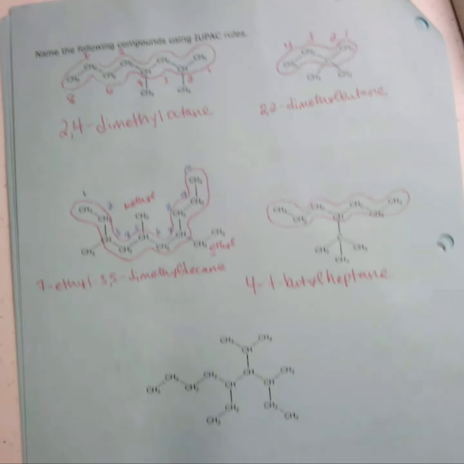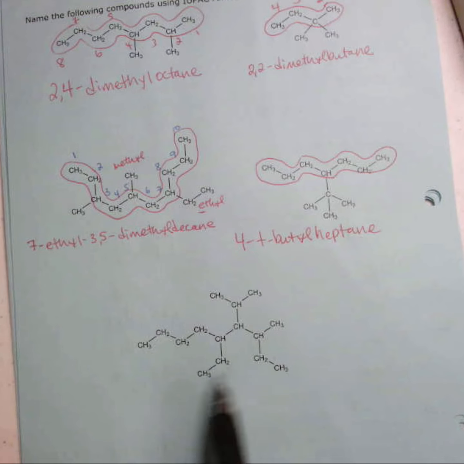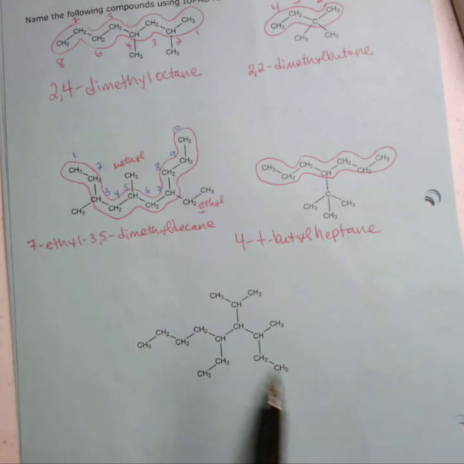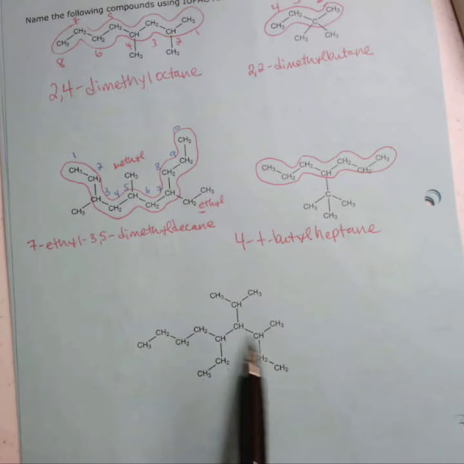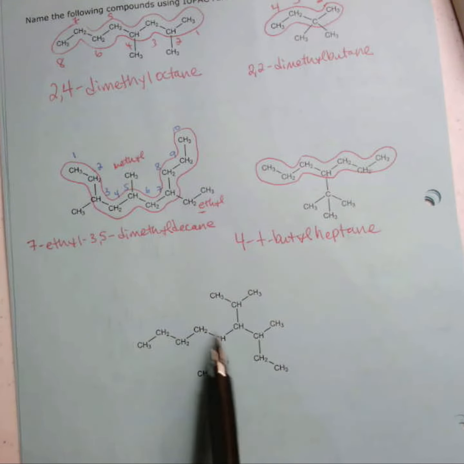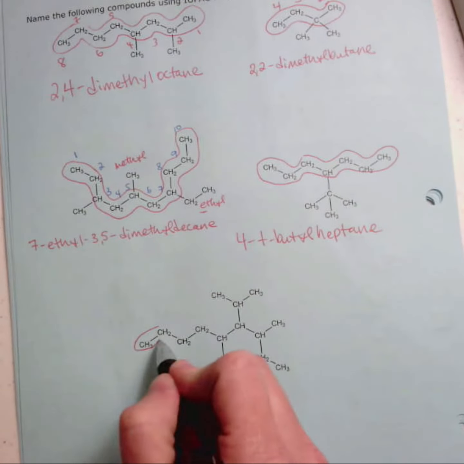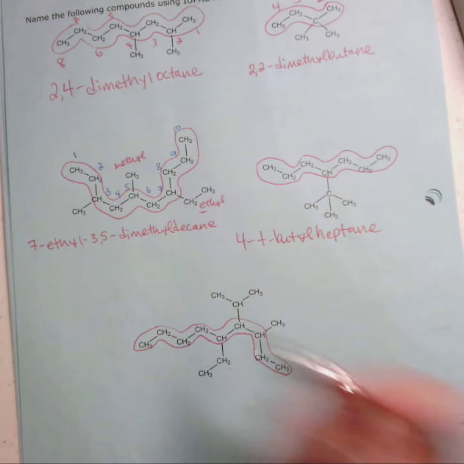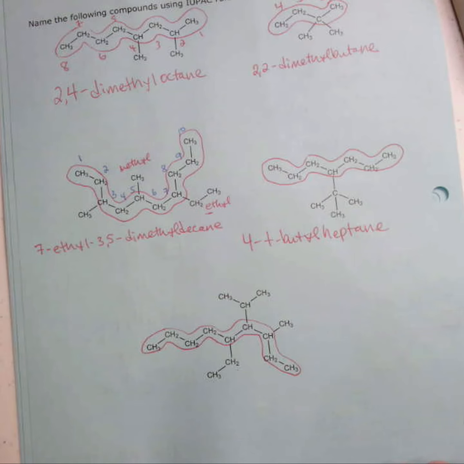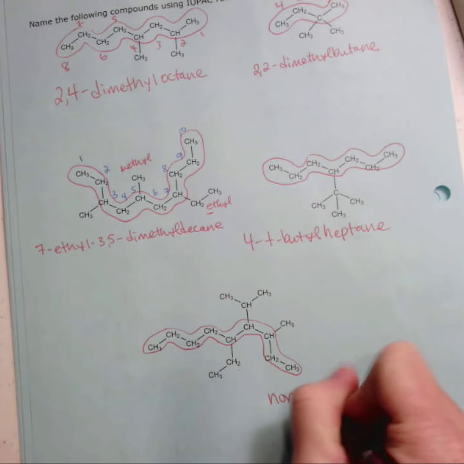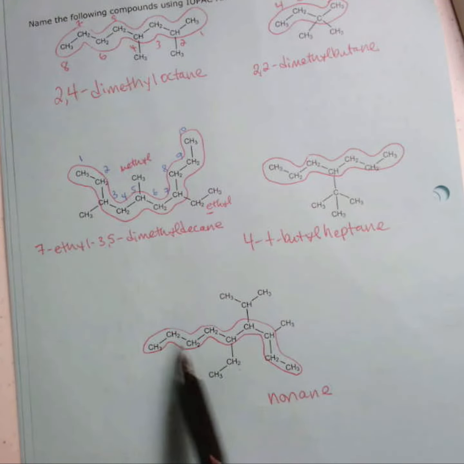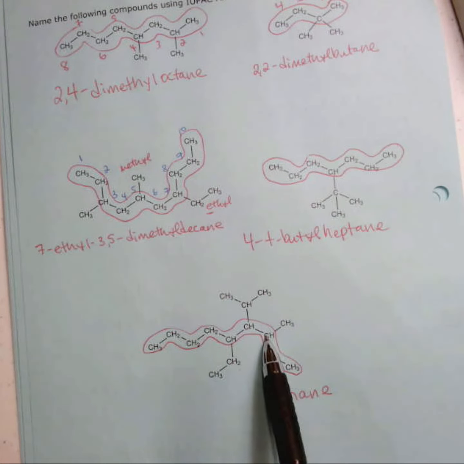And this last one, all right, here's another stinker. This is old man nonane. So we got nonane. I'm going to start numbering closest to my substituents. So this is 1, 2, 3, 4, 5 in, and this is 1, 2, 3 in. So I'm going to go with the 3.